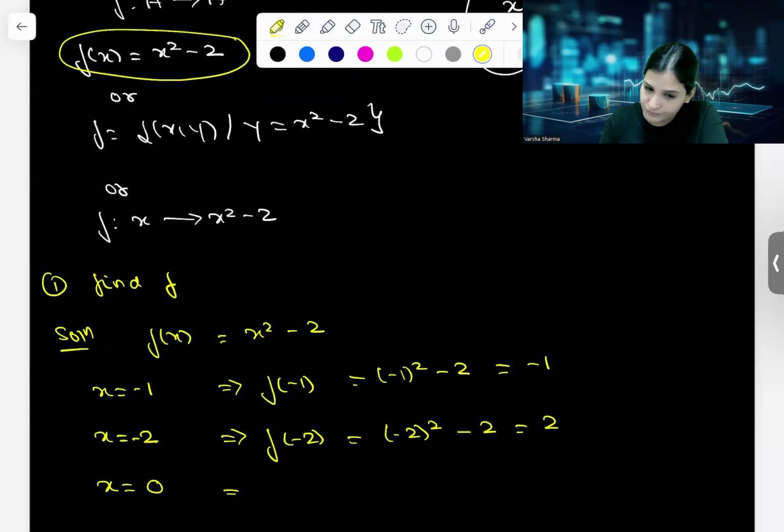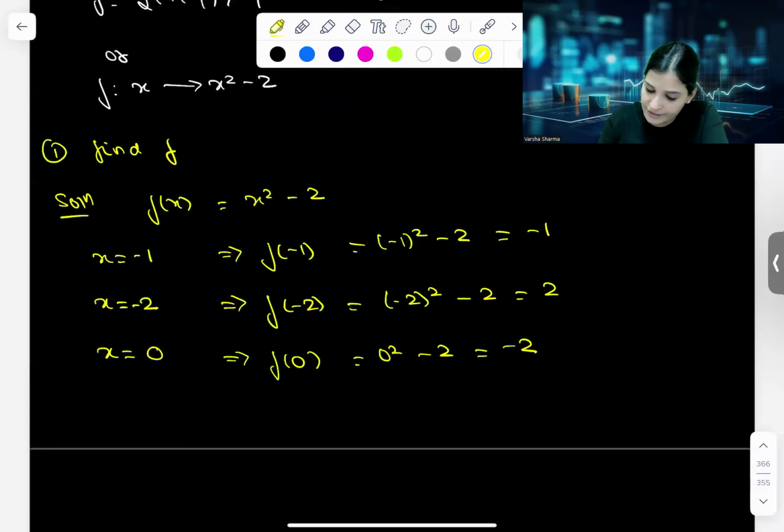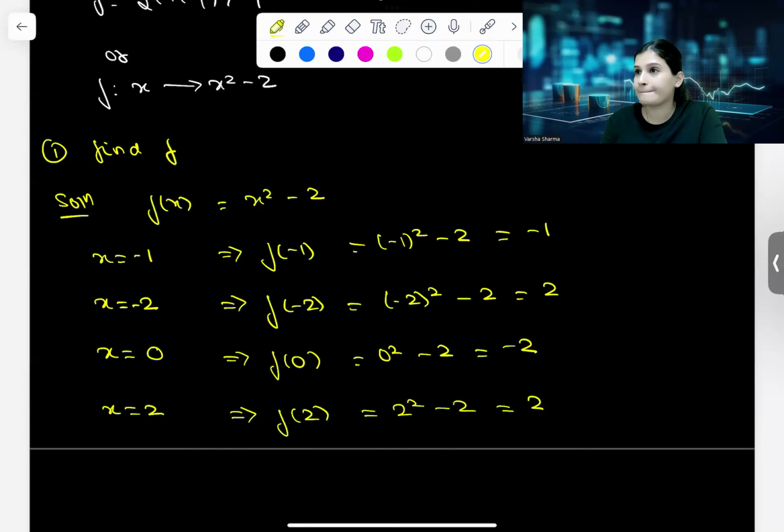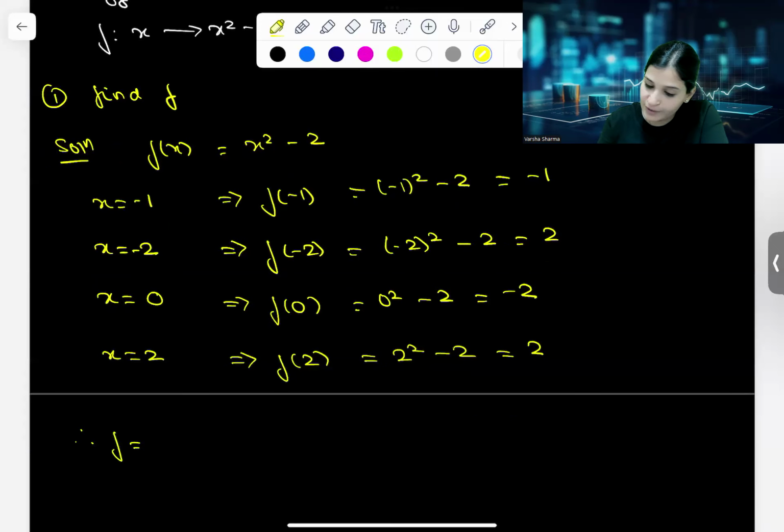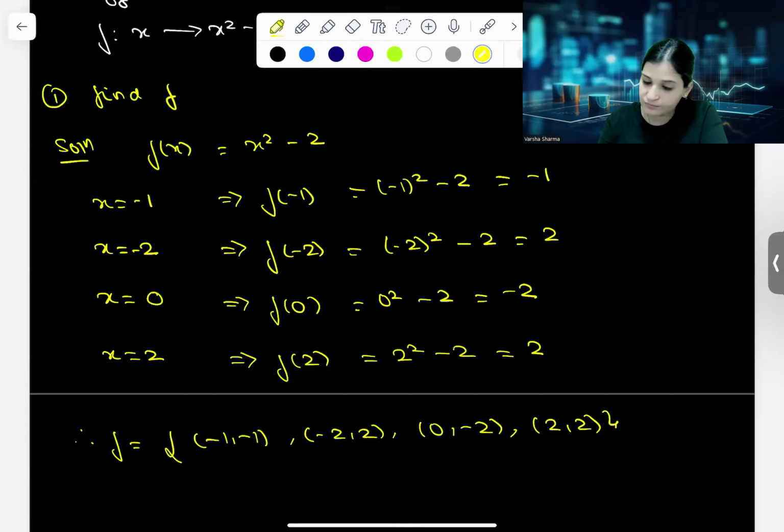x equals 0: f of 0 is 0 square minus 2, that is minus 2. f of x for x equal to 2: f of 2 is 2 square minus 2, that is 2. Therefore, my function would be the pairs (-1, -1), (-2, 2), (0, -2) and (2, 2). Does anyone have any doubt? No.